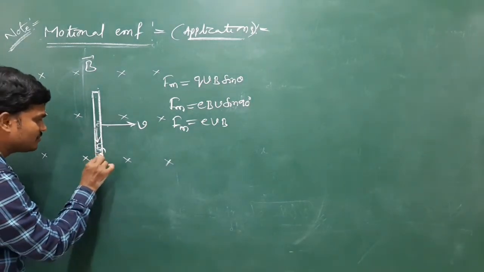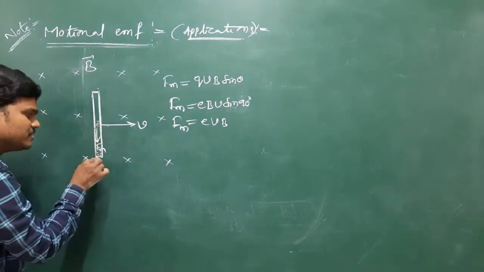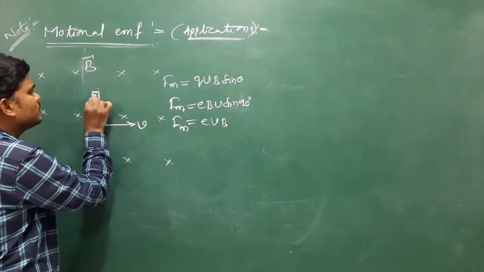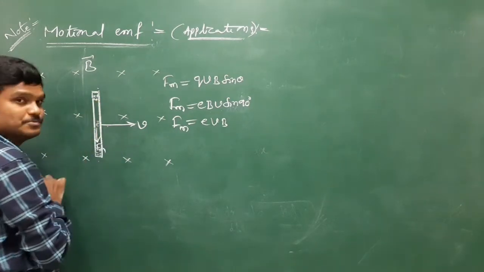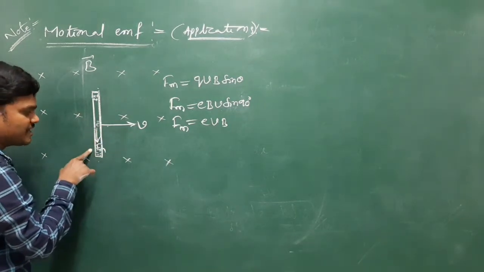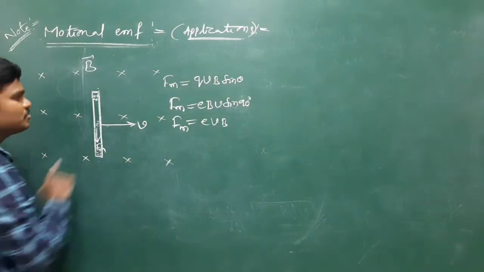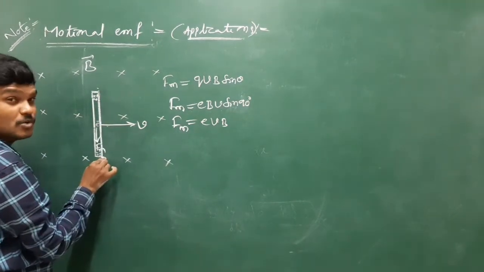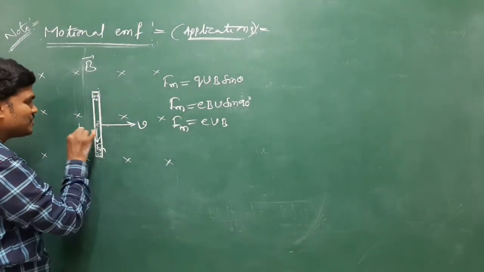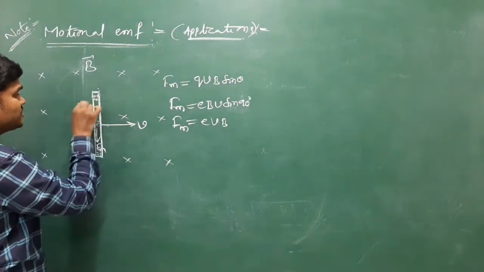As the negative charged particles, the electrons, move downwards due to the magnetic force, all negative charged particles are moving to the bottom. Automatically, what will be there at the top? Positive charged particles are there at the top. Due to the magnetic force, these electrons move to the bottom and the remaining are at the top. So there will be a positive charge and a negative polarity. Due to this positive and negative, some electric field will be generated.